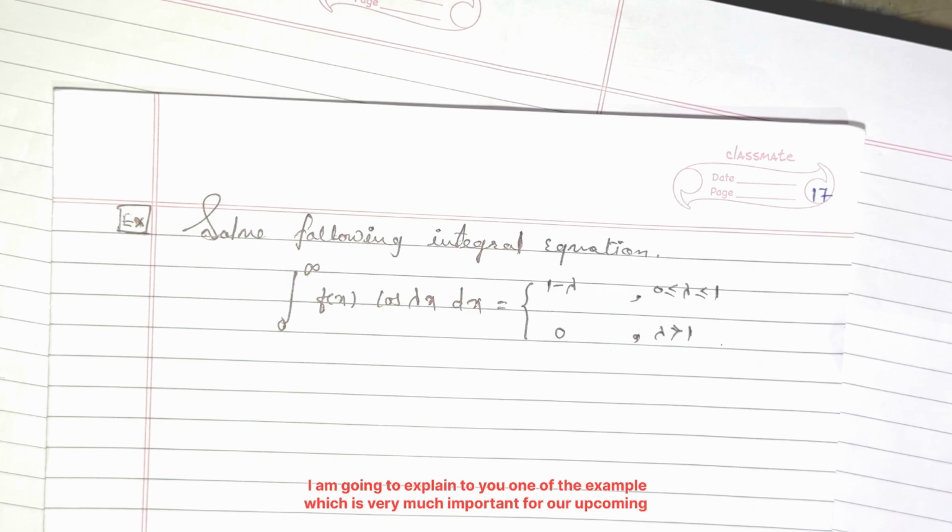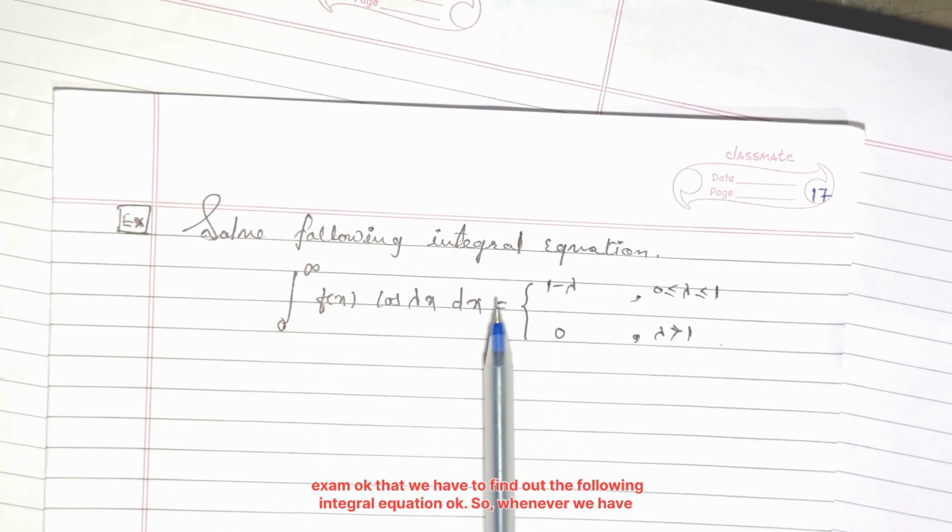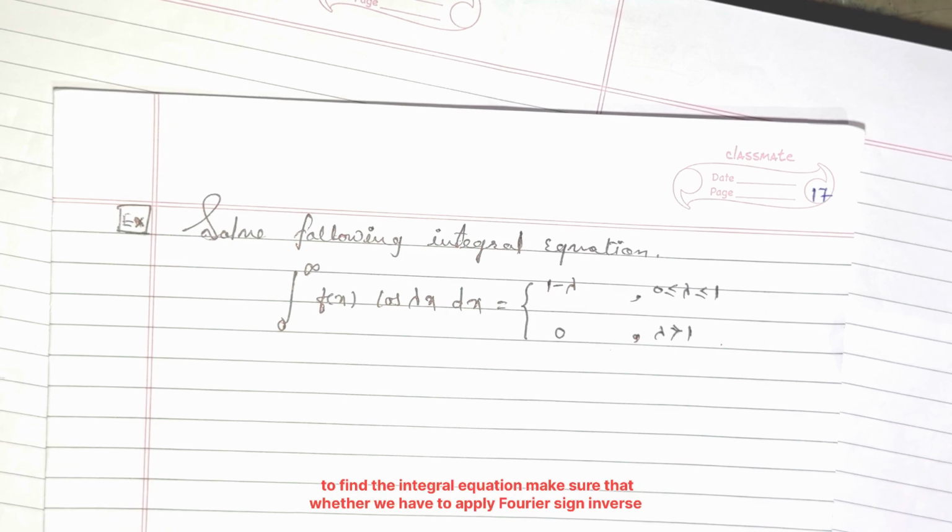In today's video, I'm going to explain one example which is very important for our upcoming exam: we have to find the following integral equation. Whenever we have to find an integral equation, make sure whether we have to apply the inverse Fourier sine transform or the inverse Fourier cosine transform.